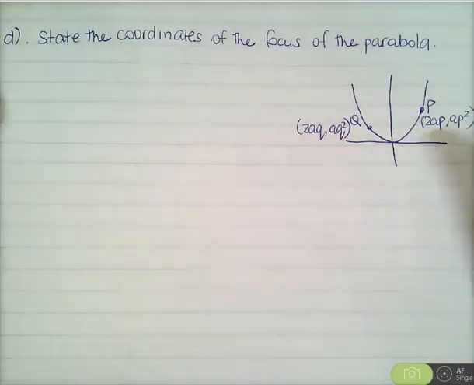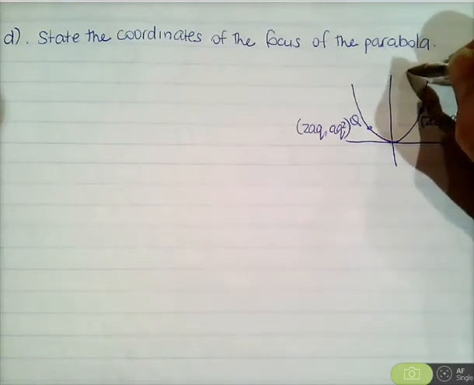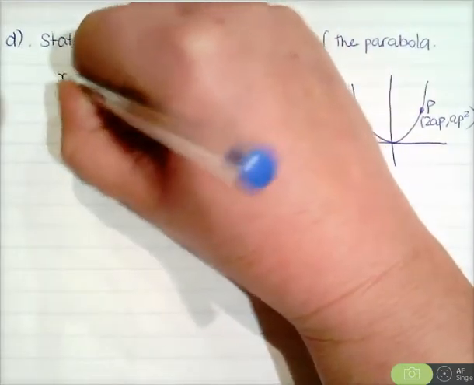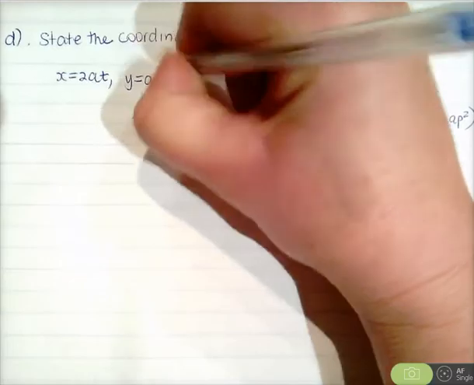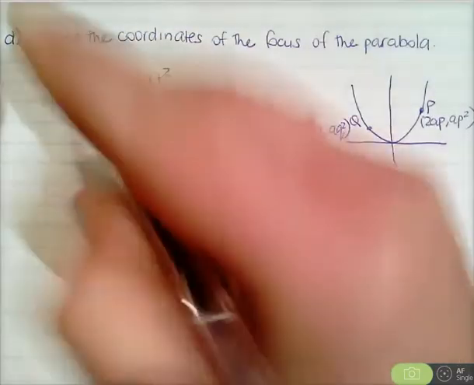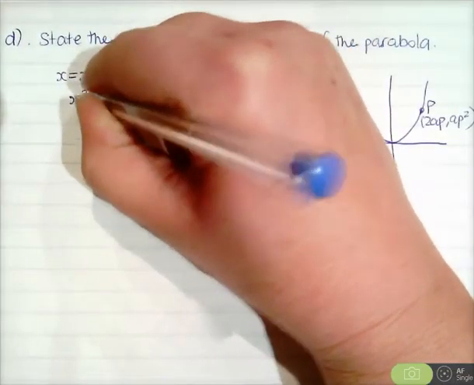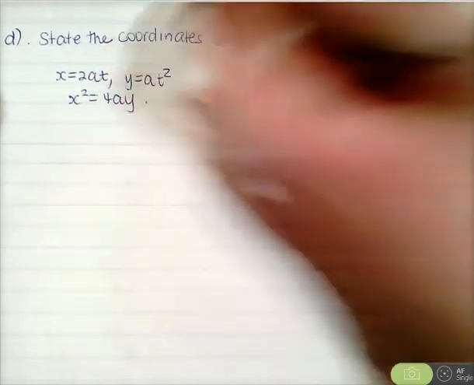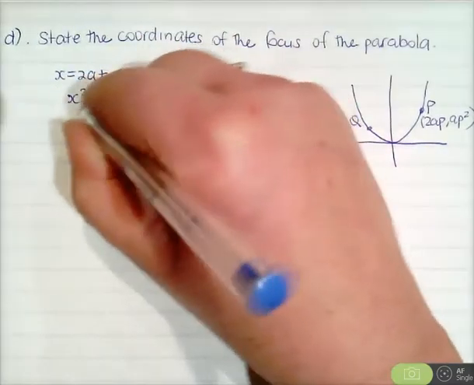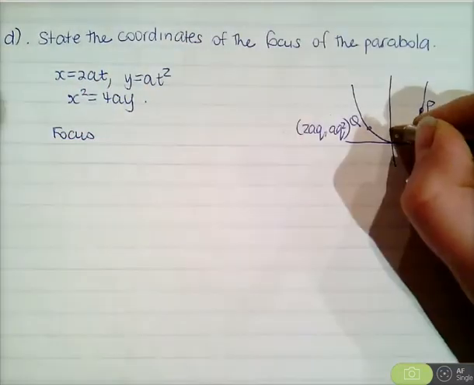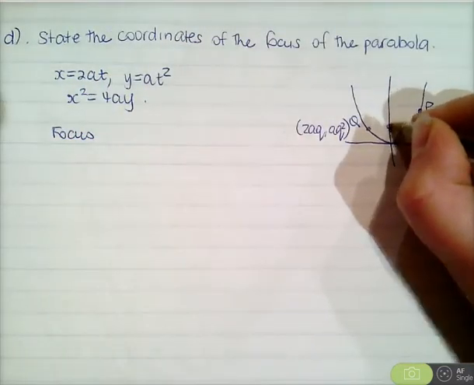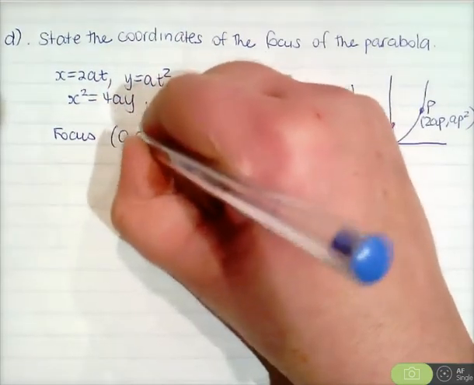Part D, you're asked to state the coordinates of the focus of the parabola. Now, we already looked in part C. We said that this parabola has parameters x equals 2at, y equals at squared, and we already worked out by forming the Cartesian equation that this was the parabola x squared equals 4ay. Now, we know that with this parabola x squared equals 4ay, the focus is a units up from the vertex, and so the focus is (0, a).